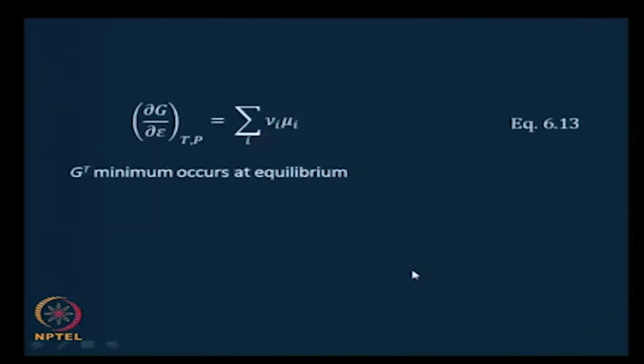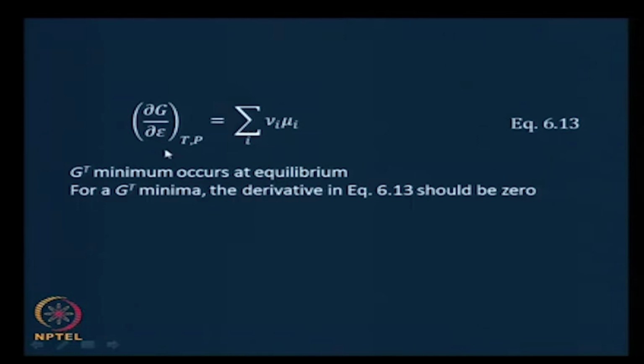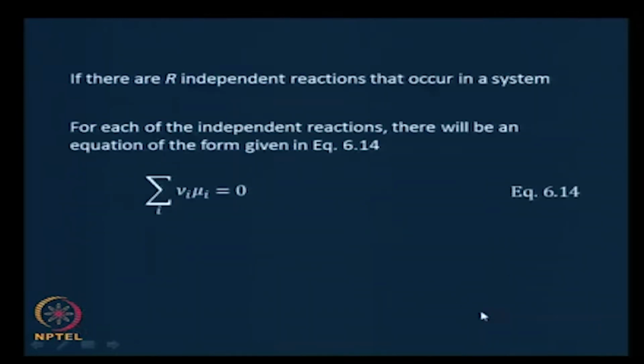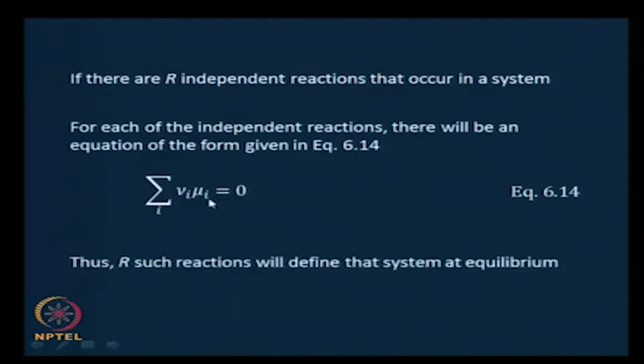So this is the condition for equilibrium: if you take the Gibbs free energy as a function of the reaction coordinate, at the condition of equilibrium the slope of that curve must be 0 and therefore nu i mu i, sum over all i, must be 0. This is the basic condition for reaction equilibrium, and if there are R independent reactions that take place in a system, for each of those R reactions you could write one such equation. Therefore R such equations will define the equilibrium of that system.